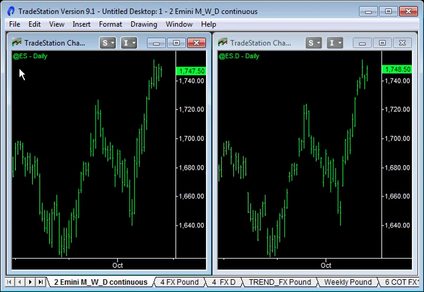This chart is just @ES, and that means it's got the day and the night session. The .D, remember this is .D, means that this is the day session only. And you can see on the day session only there's no nighttime data in this chart, and so you'll see a lot more gaps, gapping between the close one day and the open of the next day. Whereas on a continuous chart using day and night, you get far fewer gaps.